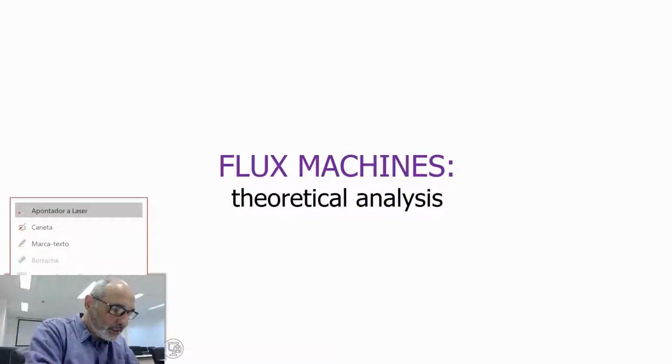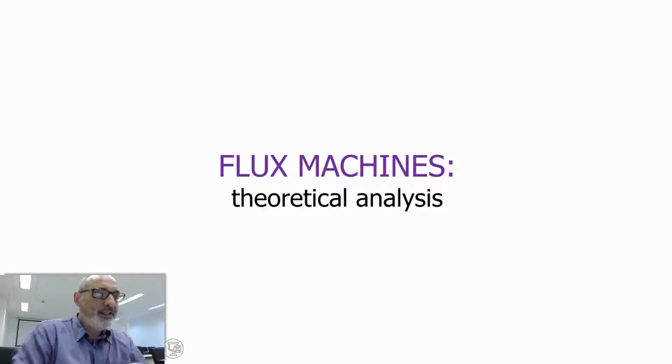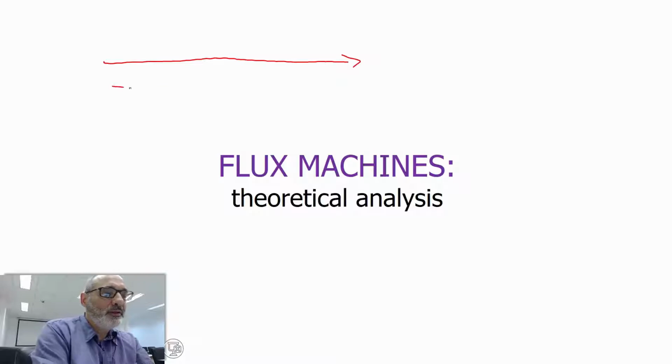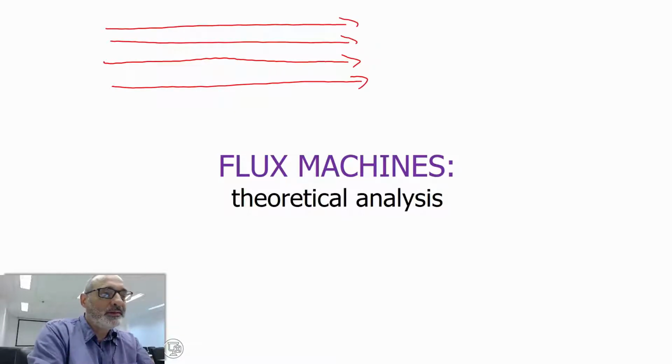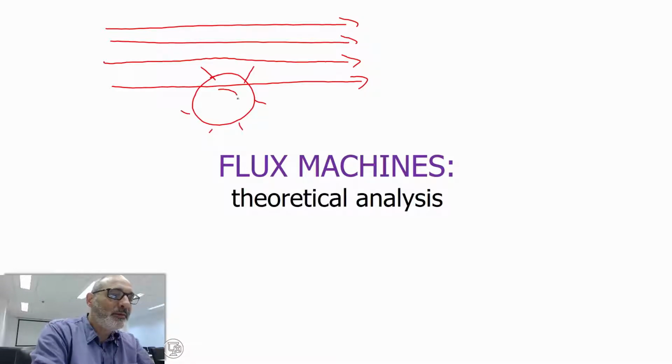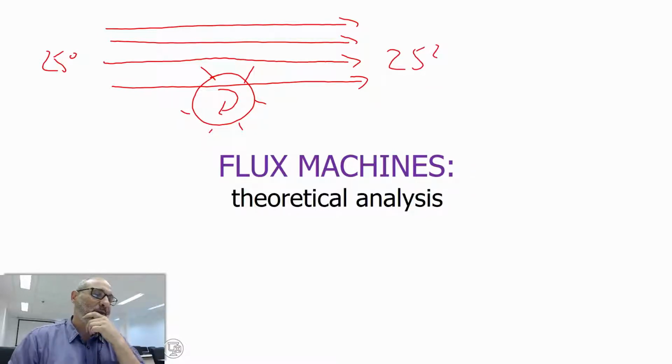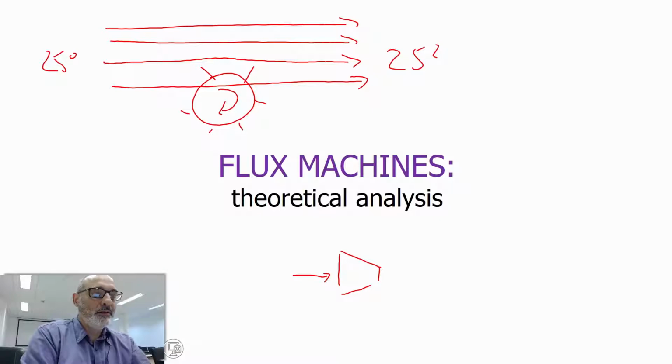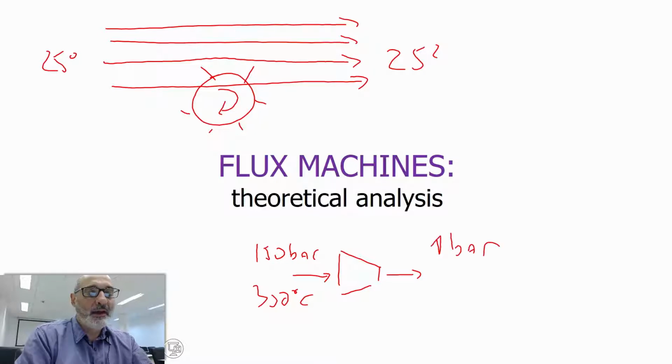So let me just draw something here. The idea is that since we are not talking about reaction turbines, you have a flux here, and somehow you're going to generate electricity from this wind, but the temperature is not going to vary. So if this is 25 degrees, you still have 25 degrees here. So those are flux machines. By contrast, in a steam turbine, for instance, you may have steam at, I don't know, 150 bar and 300 degrees Celsius, and at the exit you may have 1 bar and let's say 100 degrees Celsius.